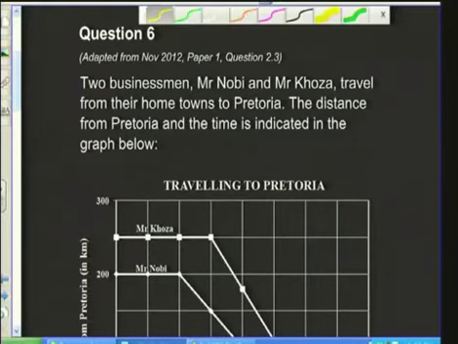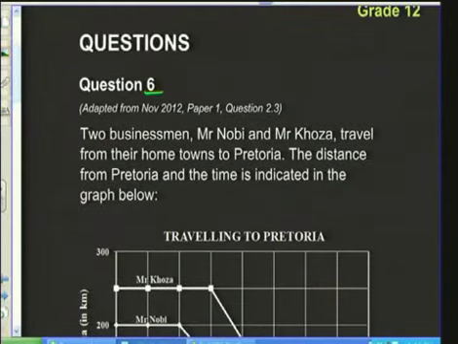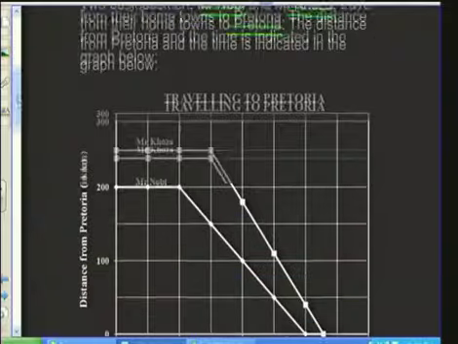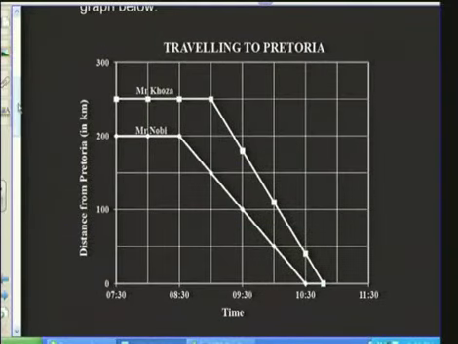Right, let's see what our next question is. Our next question is question 6, and this comes from the same paper, question 2.3. 2 businessmen, Mr. Norby and Mr. Koza, travel from their hometown to Pretoria. The distance from Pretoria and the time is indicated on the graph below. So we've got a graph. We're going to analyze the graph.